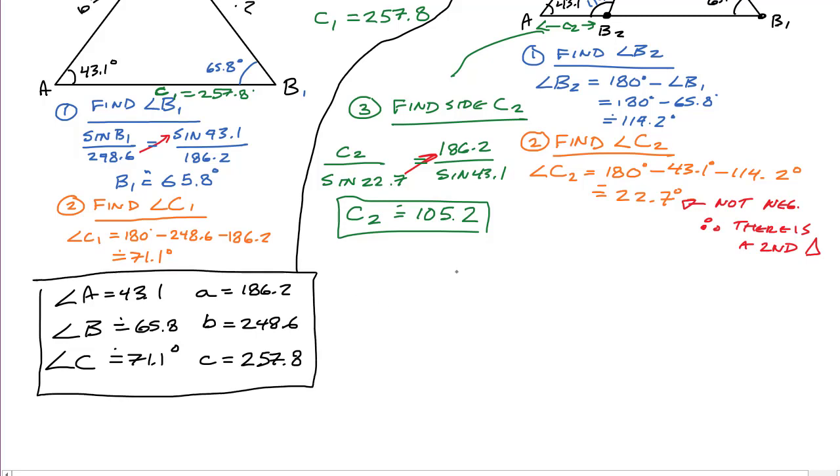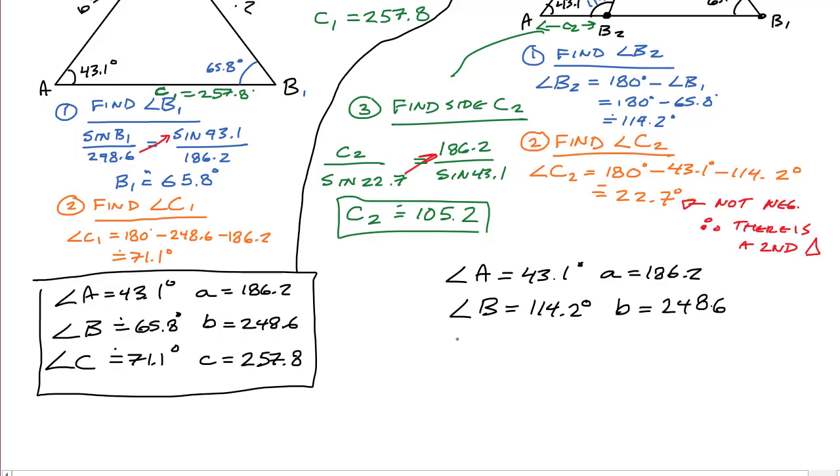Okay, let's go over here and do triangle 2. Angle A is still 43.1 degrees. Side A is still 186.2. All right. Angle B we solved for, and we got 114.2 degrees, and side B was given to us, so that's 248.6. And then finally, angle C. All right, angle C is, in this triangle, 22.7 degrees. And side C is, I've lost it now, 105.2 approximately. All right, and there's our 2 triangles.